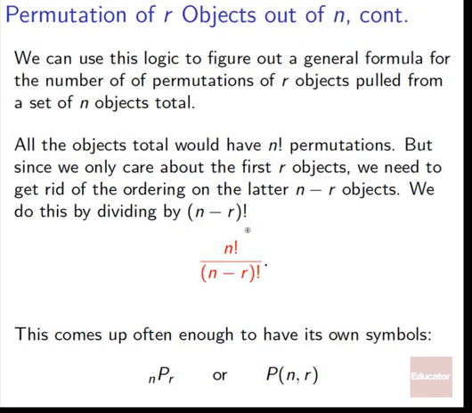This idea comes up often enough that it has its own symbols, a little n in front of a big P and then a little r, or P of n, r, where the n is how many objects we have total and r is the number of objects we're using for our permutations. So nPr or P of n, r. Both are fine ways to show this, and you also don't have to use these methods. You can also just talk about it and explain it and go through with this formula. But if we talk about it a lot, we might wind up using these symbols.